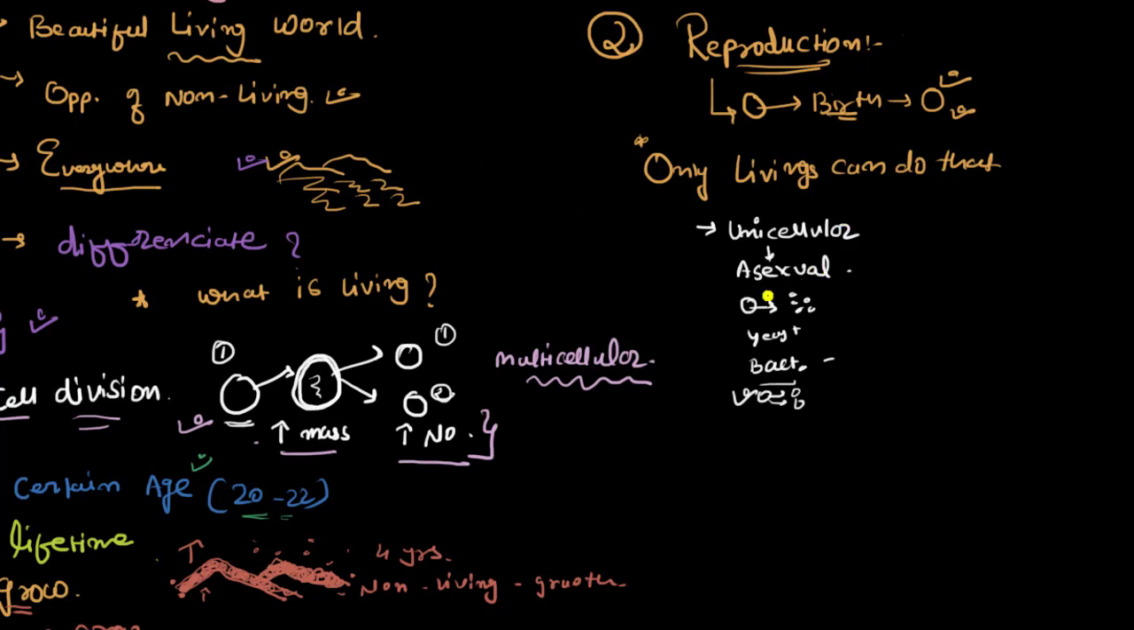But what happens in multicellular? In multicellular there is sexual reproduction, kind of the opposite of unicellular. All the animals and some higher plants go for sexual reproduction, where there is a need of two partners. Not one but two partners come together and form a progeny. Clear? So this reproduction is something only livings can do.